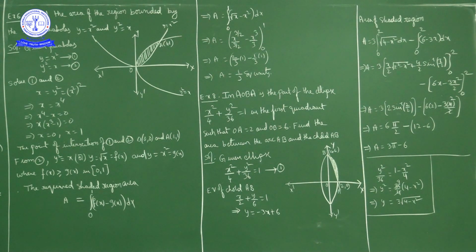x by 2 into square root of a square minus x square plus a square by 2 into sin inverse of x by a. So using that, in place of a we have 2. So using that formula, 3 into x by 2 into square root of 2 square minus x square plus a square, 4 by 2, into sin inverse of x by 2, lower limit 0, upper limit 2, minus the integration of 6 minus 3x. So 6x minus 3 into x square by 2, lower limit 0, upper limit 2.